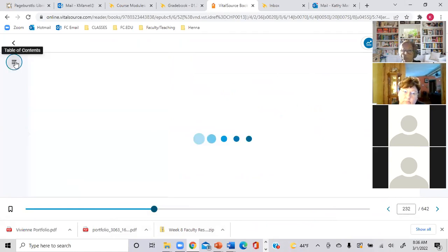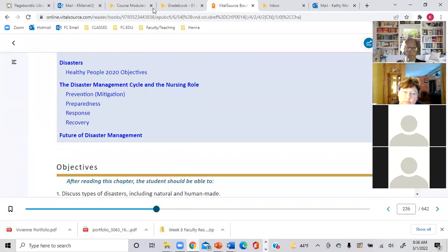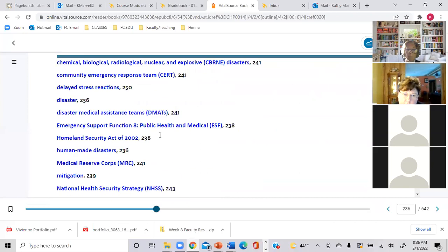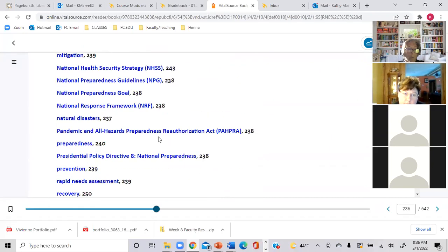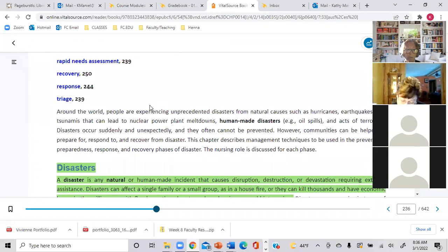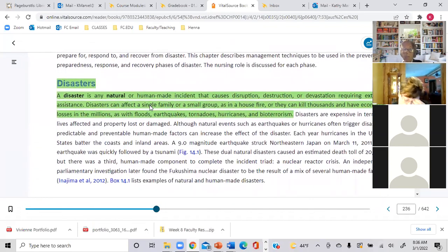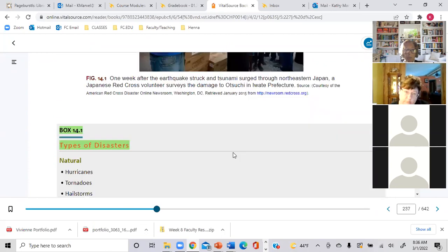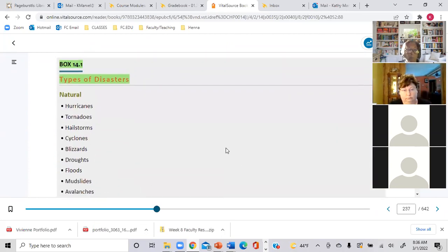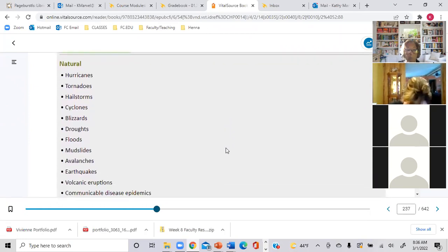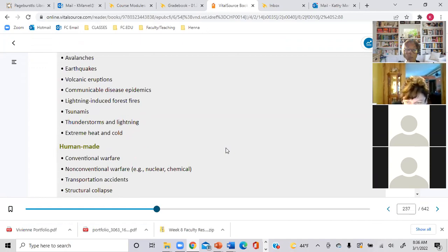So we're in chapter 14. Okay. There's your cycle: prevention, preparedness, response, and recovery. You have to have an idea of what each of those are. Okay. We need to understand what a disaster, natural or human-made, is. Have to understand the difference. And here they give you some examples. Okay. Box 14.1 gives you very specific examples of natural and human-made.